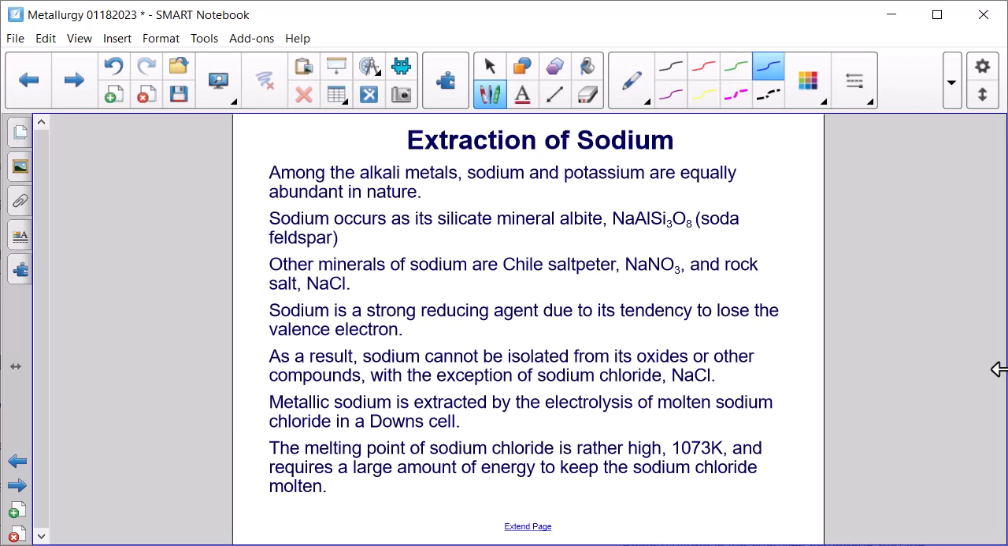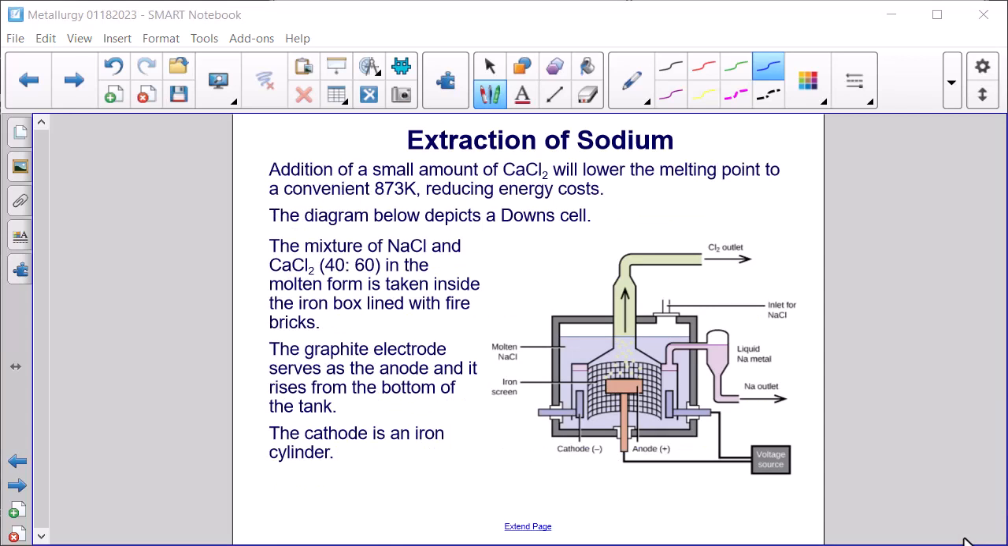Metallic sodium is extracted by the electrolysis of molten sodium chloride in a Down cell. The melting point of sodium chloride is rather high at 1073 Kelvin and requires a large amount of energy to keep the sodium chloride molten. Addition of a small amount of calcium chloride will lower the melting point to a convenient 873 Kelvin, reducing energy costs. The diagram below depicts a Down cell.